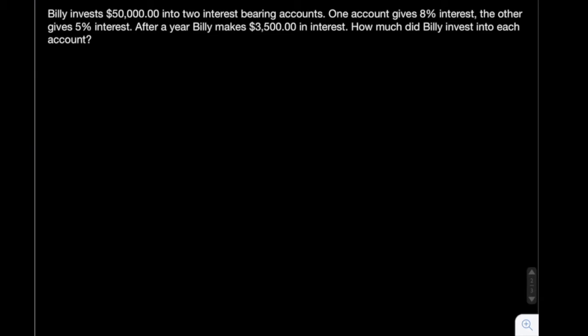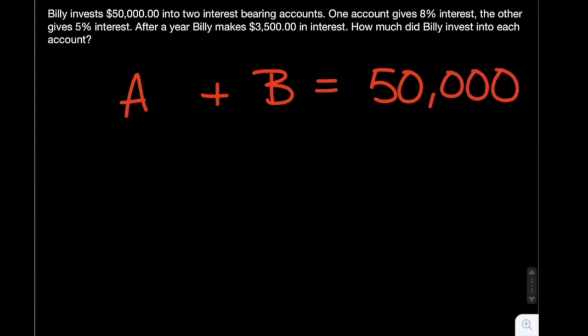Again, this problem may seem intimidating at first, but we just break it down. First, we ask ourselves, what is physically going on? Well, physically, Billy is going to the bank with a wad of cash, and he takes that wad of cash and adds it into two accounts. Account A and account B together equal $50,000. We have our quote-unquote weight equation there.